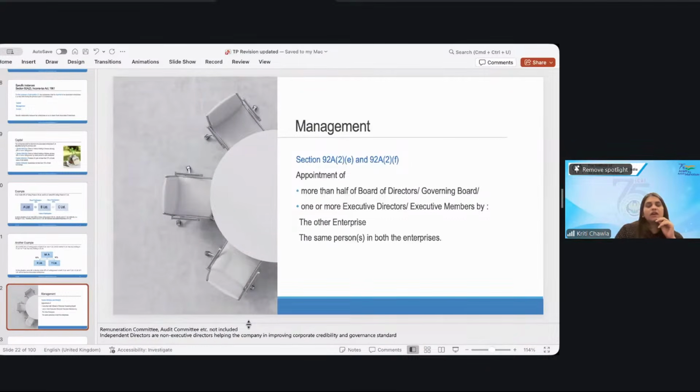So we're not talking about remuneration committees or audit committees right here. Those are not included. But otherwise, all other governing boards or board of directors, that is actually included. Another thing that you have to remember is that they're talking about executive directors. So independent directors, these are non-executive directors. They help the company in improving corporate credibility and the governance standards. So those are not included, but otherwise executive directors and executive members are actually included.